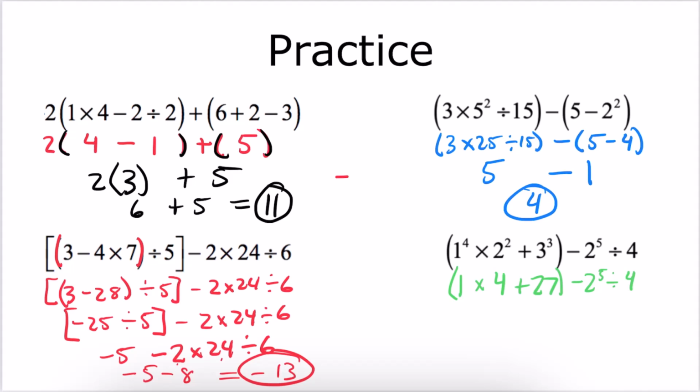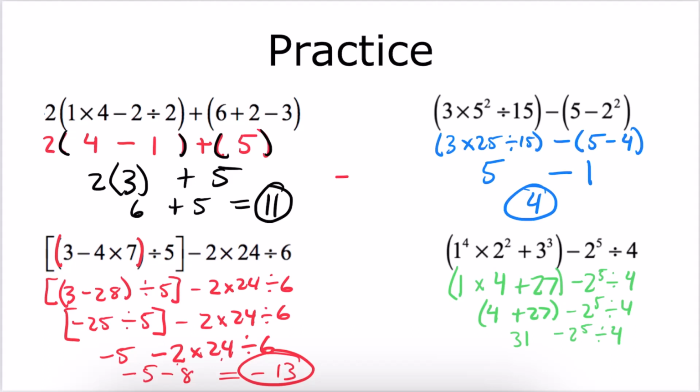Then I need to continue simplifying inside the parentheses. So inside the parentheses, I have multiplication and addition, and multiplication is a higher level of the pyramid, so I'm going to do that one first. So 1 times 4 is 4, plus 27 is inside of the parentheses, minus 2 to the 5th divided by 4. 4 plus 27 is 31, and I have 31 minus 2 to the 5th divided by 4.